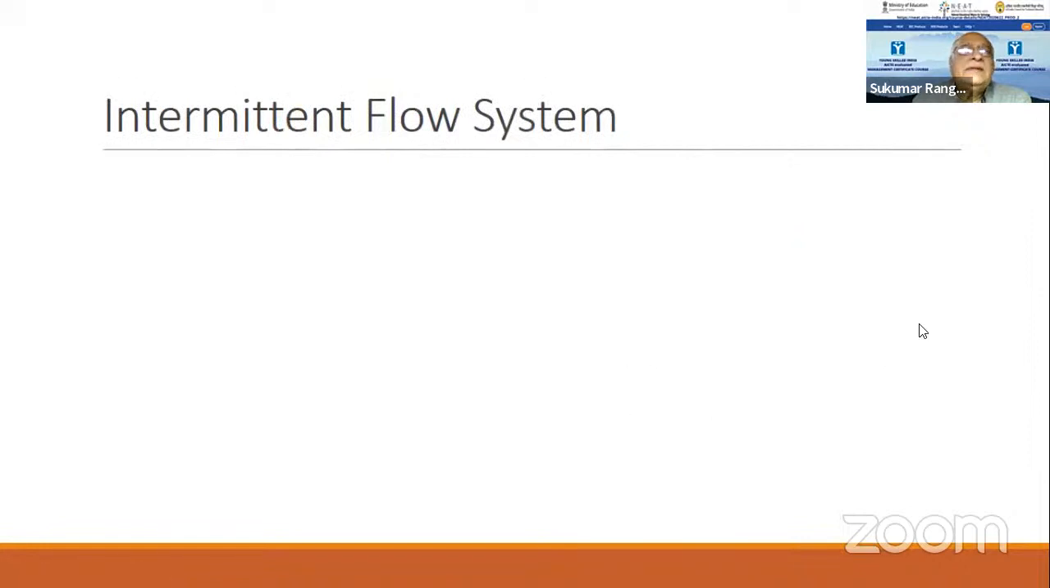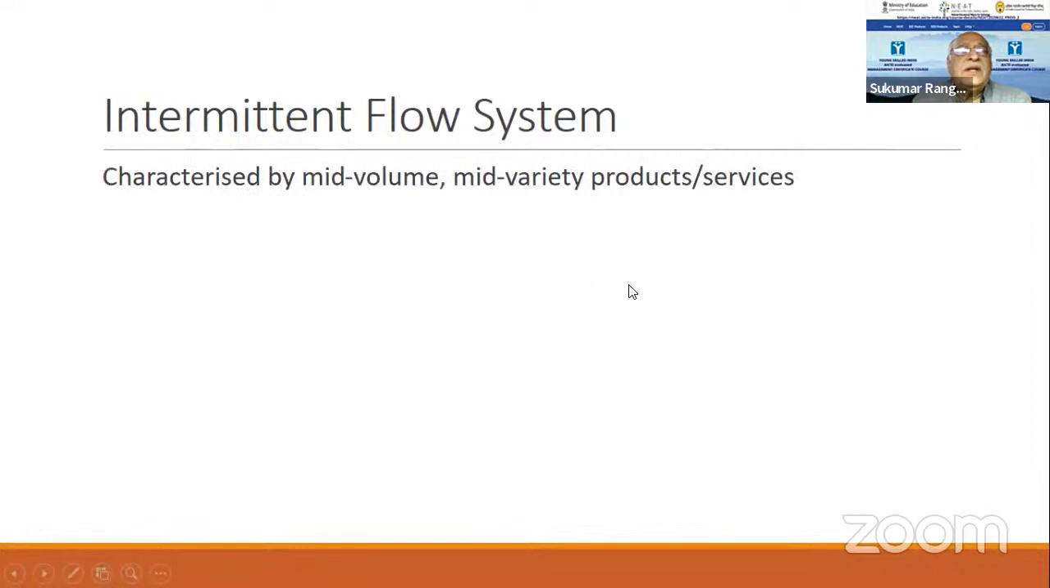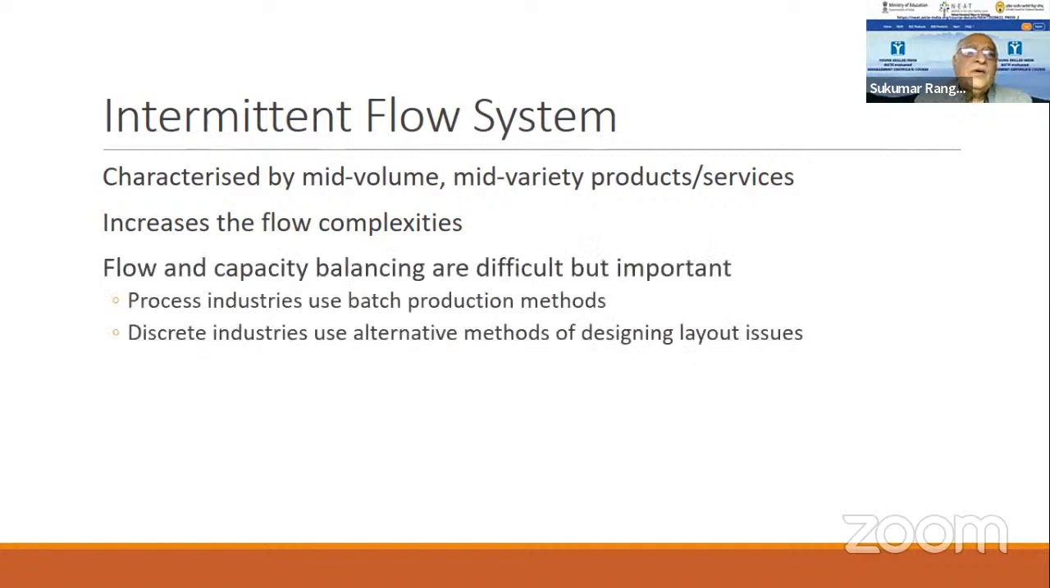Then we have intermittent flow systems, which are characterized by mid-volume, mid-variety products, which we saw in that earlier example, that curve. This increases the flow complexities because volume, flow, and variety all keep changing. Now, flow and capacity balancing are difficult but important. Process industries use batch production methods. Discrete industries use alternative methods of design, layout and processes.